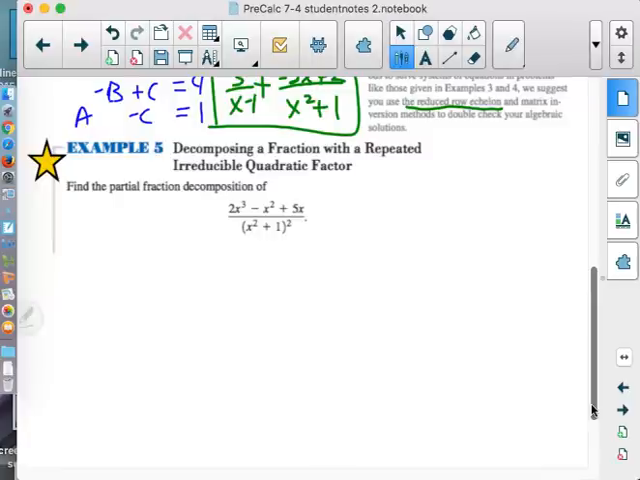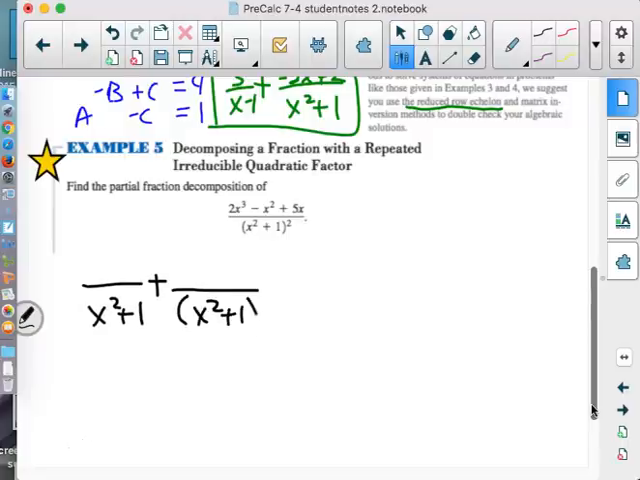We have another one, decomposing a fraction with a repeated irreducible quadratic factor. Well, that's different. At least they factored it for us. That was nice of them. So let's see. One of them is going to have to be x squared plus 1, and the other one will have to be x squared plus 1 squared.